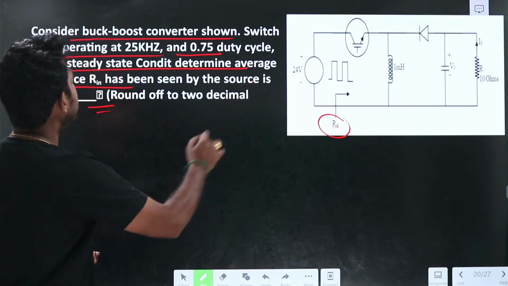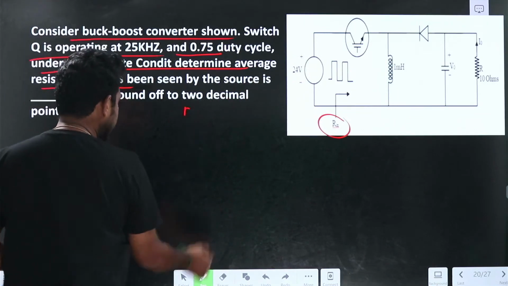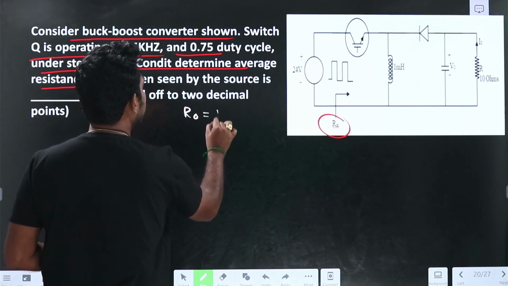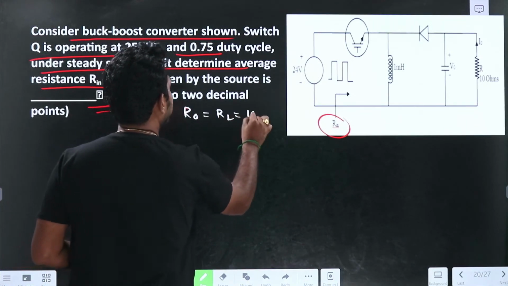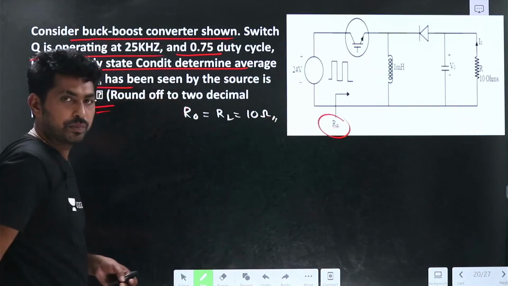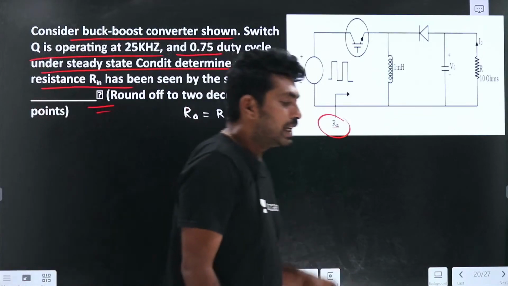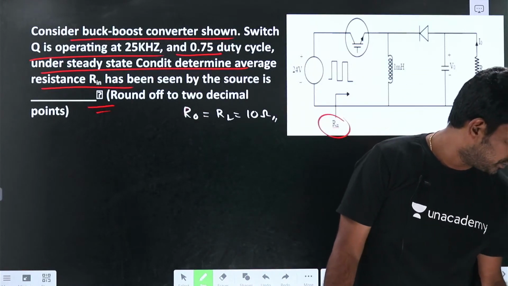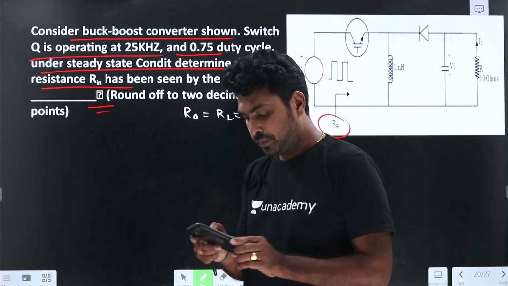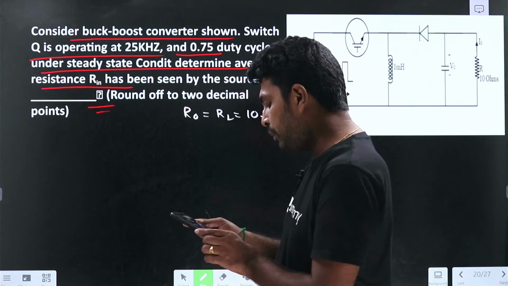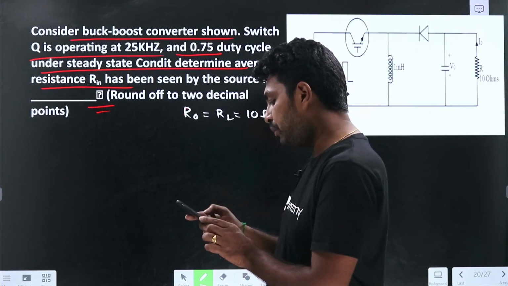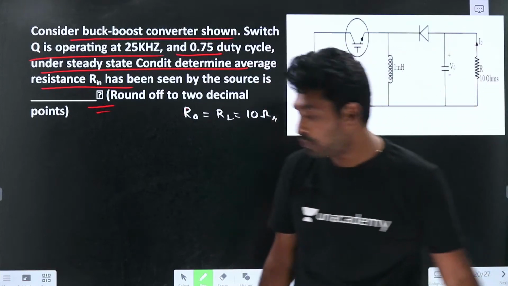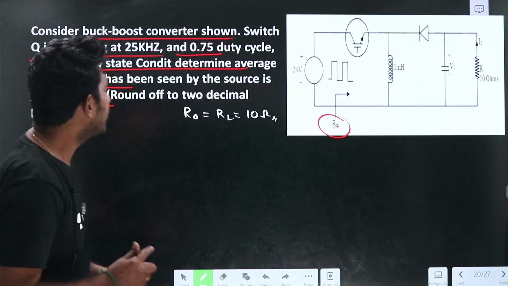The load resistance R naught, or RL, is given as 10 ohms. It is operating in the continuous conduction mode. Try to find the value of R in, the input resistance here. How can we find it? Let us see.